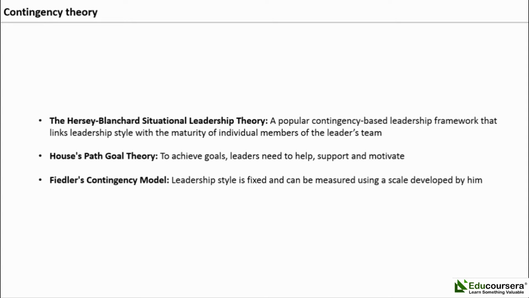Fiedler's Contingency Model. This model was created in the mid-1960s by Fred Fiedler, a scientist. It says that a leader's effectiveness is based on two factors: leadership style and situational favorableness, later called situational control.